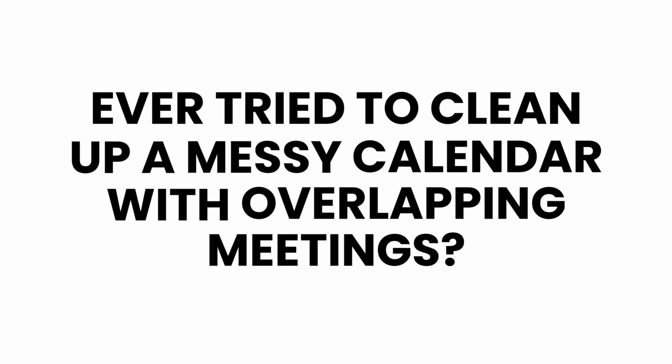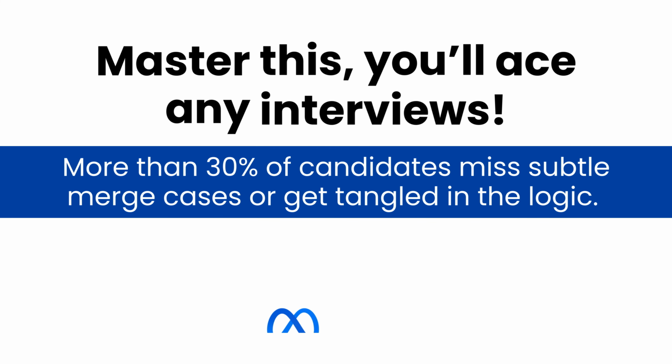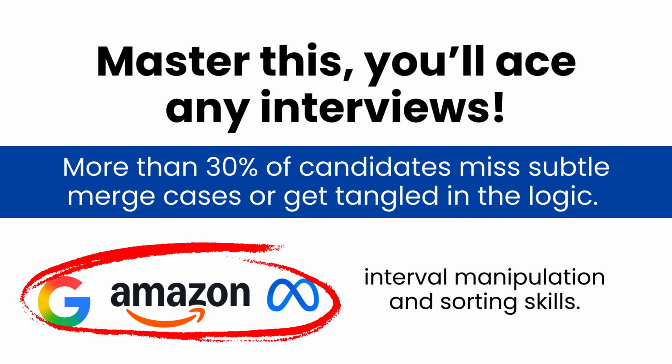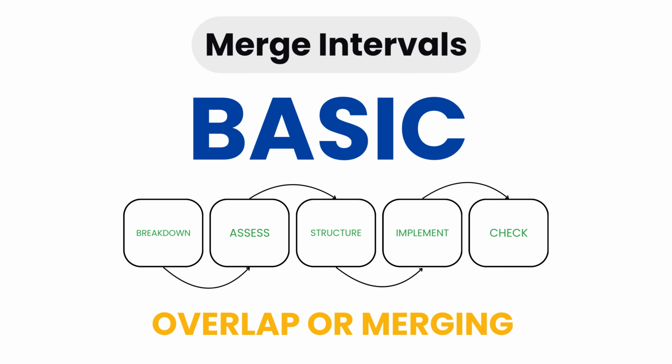Ever tried to clean up a messy calendar with overlapping meetings? Merge Intervals is a Pattern Mastery 100 classic and a go-to at Google, Amazon, and Meta for interval manipulation and sorting skills. More than 30% of candidates miss subtle merge cases or get tangled in the logic. Master this, and you'll be set for any range, timeline, or schedule question. Let's break down merge intervals with the basic approach, so you can handle any overlap or merging scenario with confidence.